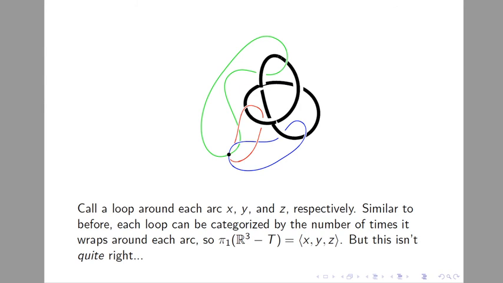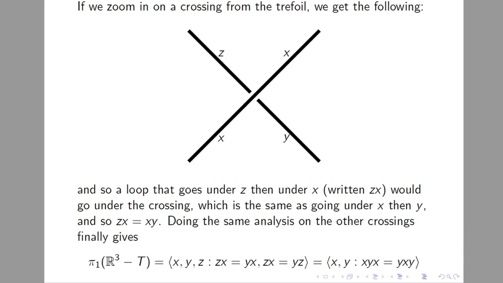For a slightly more complicated example, if we have the trefoil knot, then we can loop a path around any of its three arcs. If we call each such loop X, Y, and Z, we could say that the group is generated by X, Y, and Z. But this isn't quite right. If we zoom in on one of the crossings, as shown in this diagram, it turns out that going under Z then X, which gives the path ZX, is the same as going under the bottom left X and then Y, which means that ZX equals XY.